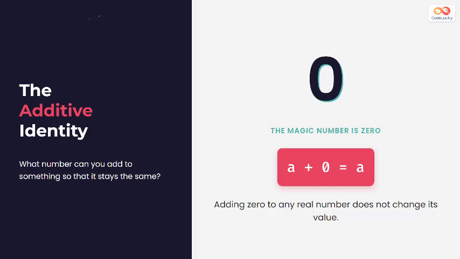Let's start with addition. Ask yourself, what number can you add to something so that the value remains unchanged? The answer is 0. This is called the additive identity property. The rule is simple. Any number, a plus 0 equals a. Adding 0 adds no value, so the original number keeps its identity.